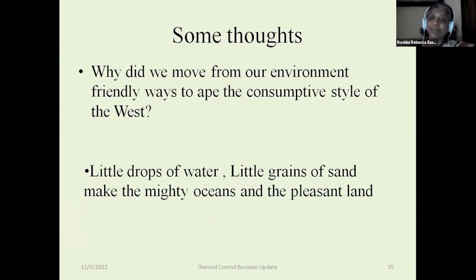Why, in earlier years we went to market with a cloth bag, then we went to plastic, then we realized that plastics were bad, and then we went back to cloth bags. So the end of my presentation is just to tell you that it's the little drops of water and the little grains of sand that make the mighty ocean and the pleasant land. That means all these little things will go a long way to achieving our goal.